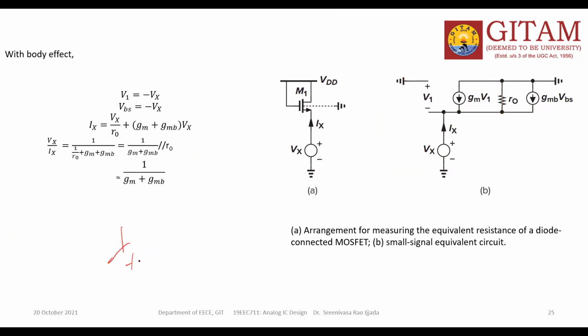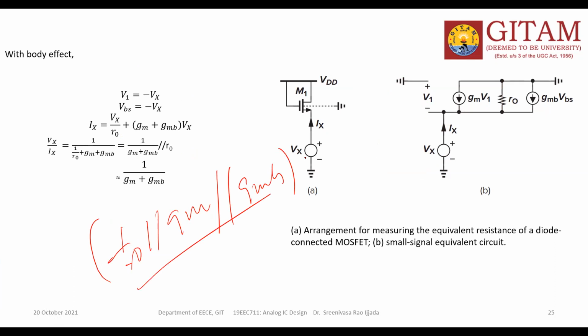1 by R naught is in parallel with 1 by GM, in parallel with 1 by GMB. Then this is the equation. Whenever you take two resistances in parallel combination, generally GM and GMB values are high and the R naught value is less. As I already told you, when you put two resistors in parallel, the effective result is always approximately the lower one.